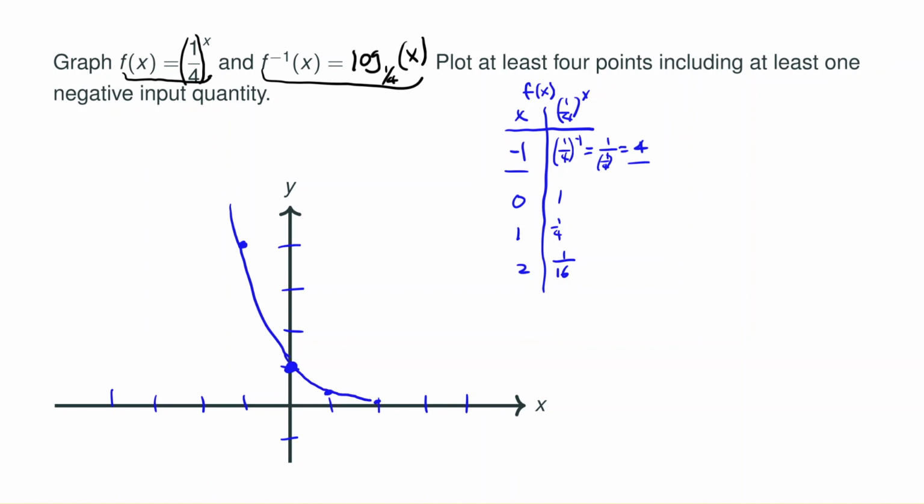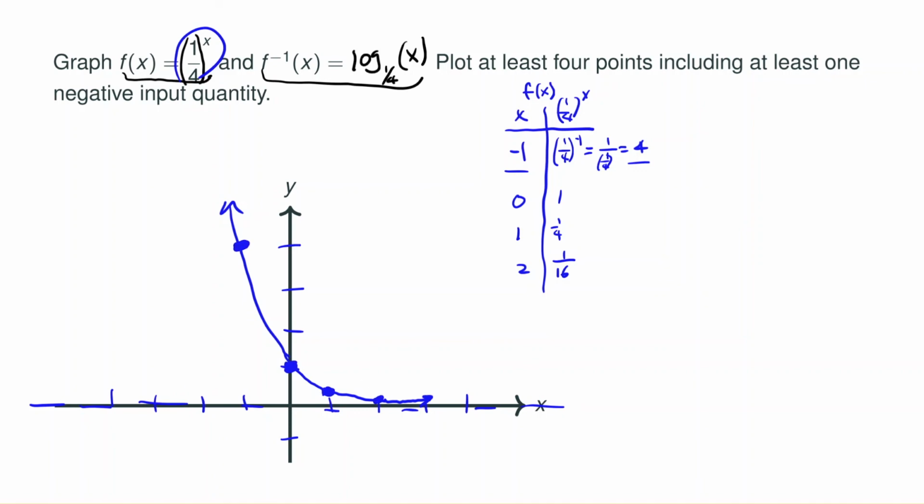This graph right here. Again, here's a horizontal asymptote, because 1 over 4 to the x power cannot be less than 0, and it cannot equal 0 either, right? It'll always be greater than 0. That's why we have a horizontal asymptote. Right? So we plot these 4 points.